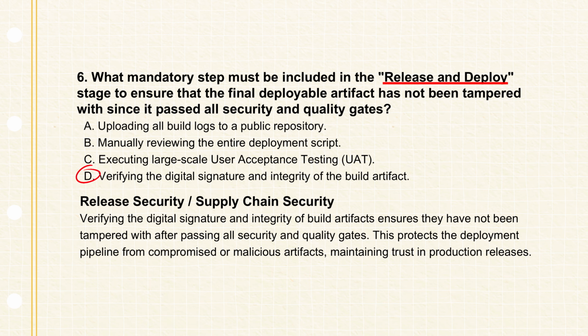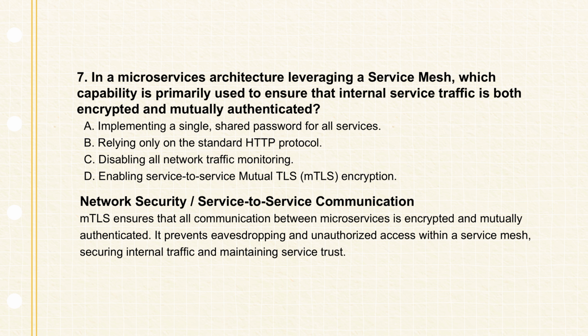Okay, we've verified the artifact is good, but it's running in a complex setup. Now likely microservices, maybe Kubernetes, maybe the service mesh, handling traffic. Let's shift gears a bit to securing the architecture around the code. In that microservices world, with services talking to each other internally, what's the key thing you need for securing that internal chatter?